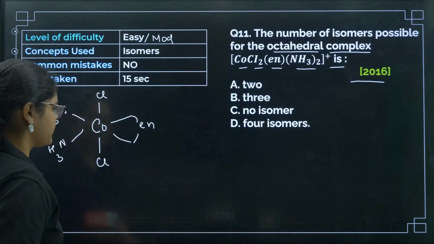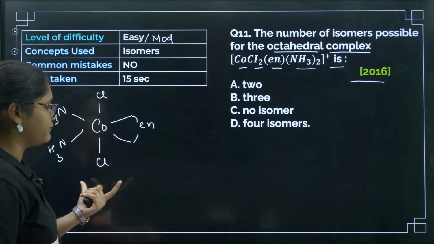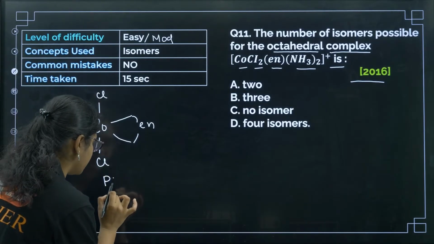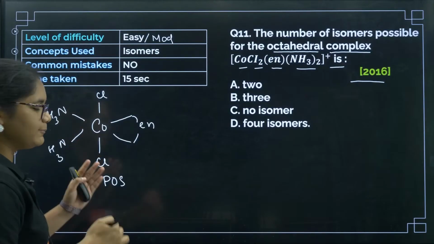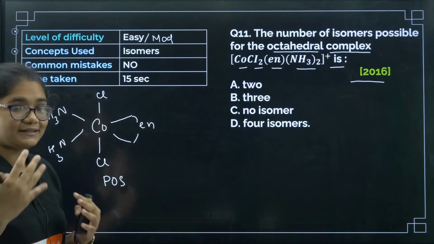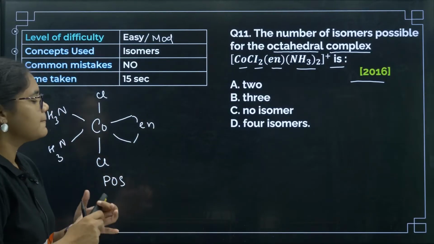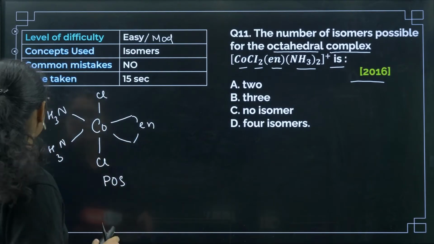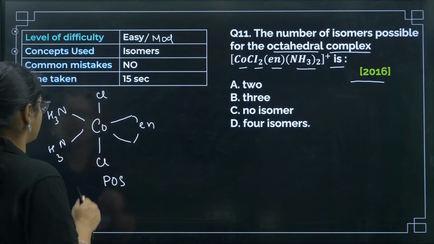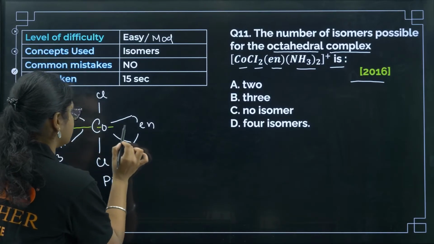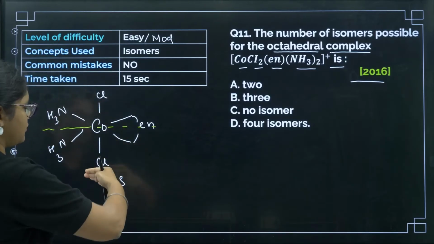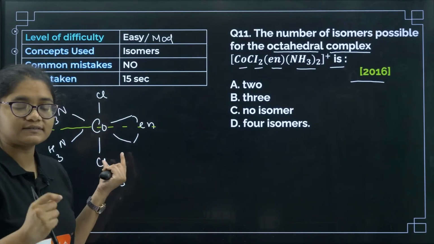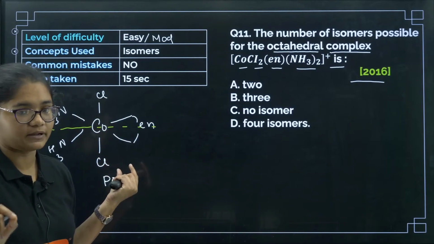Now if you see this particular complex, whether it is optically active or not, if you want to find, you need to search for a plane of symmetry. If there is any plane which is cutting the molecule exactly into two halves, then you can easily say that this is optically inactive. So now if I see this particular molecule, if I break the molecule in this part, then the upper half and the lower half are exactly the same, right? So this is a compound which doesn't have any optical isomer.